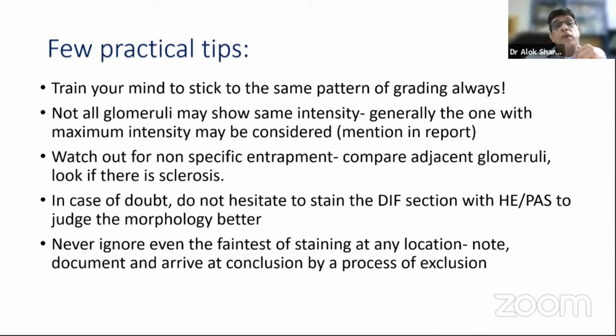And also you should be wary of non-specific entrapment. So it is a wise thing to compare adjacent glomeruli. You take each glomerulus at a time, do a very intensive study and compare the intensity in each glomerulus, and be on the lookout for any sclerosis which may confuse you with a positive staining. Still, if you have any doubt regarding the glomeruli, do not hesitate to stain the DIF section with either HE or PAS and try to gain knowledge about the morphology. It's a very useful practice. Don't hesitate, even if it delays you by one day, it is worthwhile in cases of doubt.